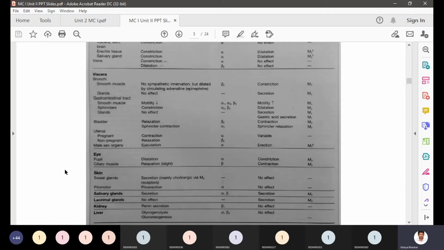In glands, gastrointestinal glands, smooth muscle, sphincters are the entry points, present at the entry point of our stomach and various other regions. Then glands and urinary bladder, and the uterus, whether pregnant or non-pregnant, what actions are happening? If it is pregnant, alpha receptor will induce contraction. In non-pregnant, beta 2 receptor will induce relaxation. So depending on the state of the body, the type of receptor will come into action. Male sex organs, ejaculation through alpha.